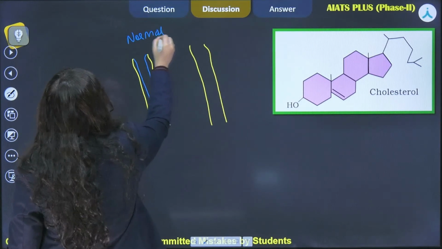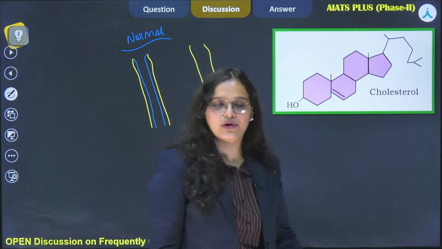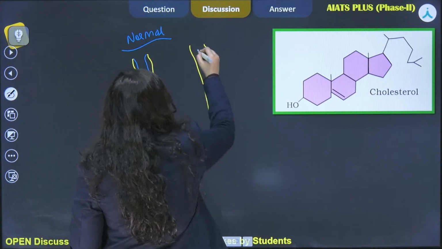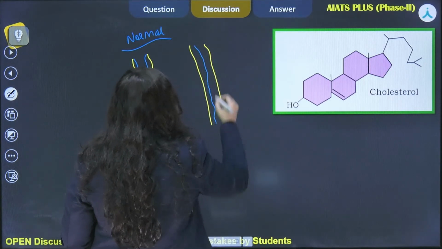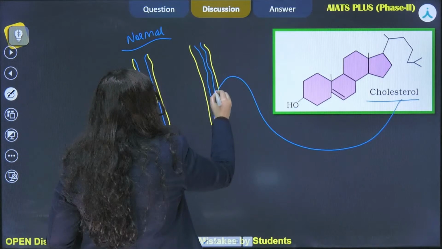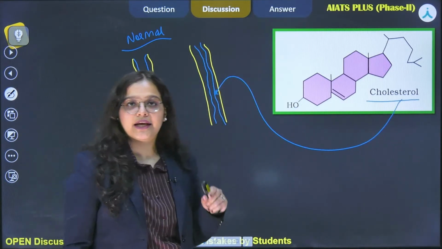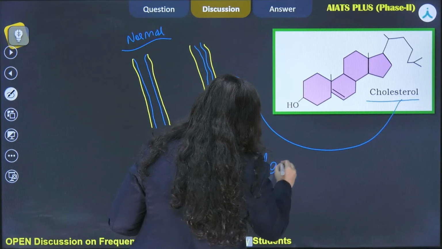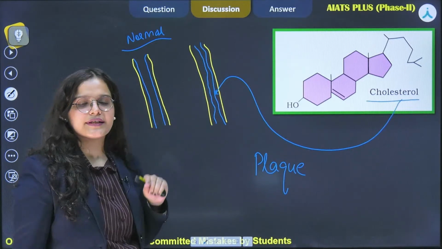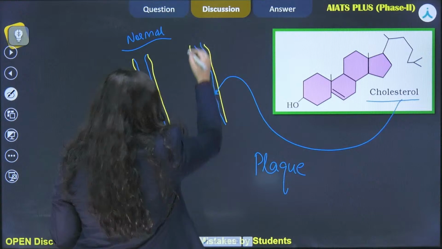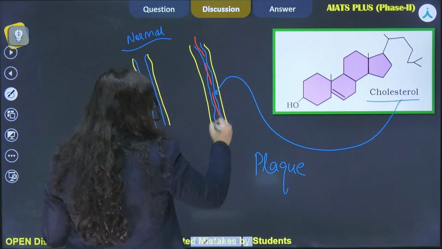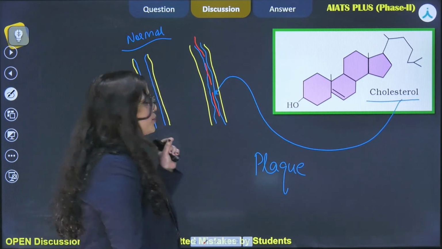But when there is increased level of cholesterol in our body, then these arteries undergo thickening due to the deposition of the cholesterol. So basically this cholesterol gets deposited in these arteries and they thicken and form a plaque. And obviously since the wall of the arteries have thickened, the passage of blood flow here will be reduced, or we can say the lumen becomes narrow and it will obstruct the flow of blood.